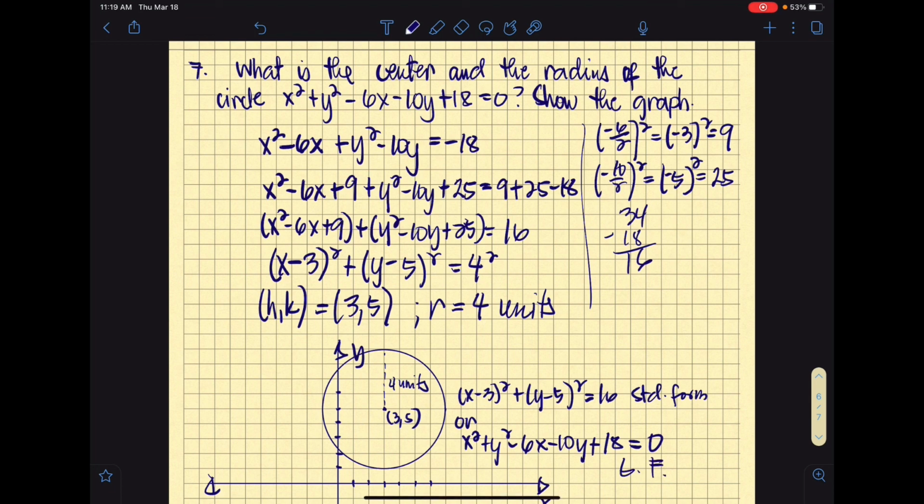Okay, so that's it. I hope that these 7 examples helped you in identifying the center radius form of the equation of a circle, and of course the general form, and then transforming standard form to general form, vice versa. And of course, drawing the graph of the circle using these information on a Cartesian coordinate plane or a rectangular plane.